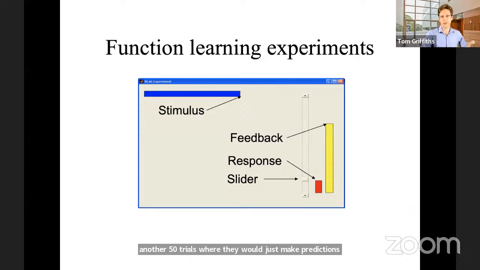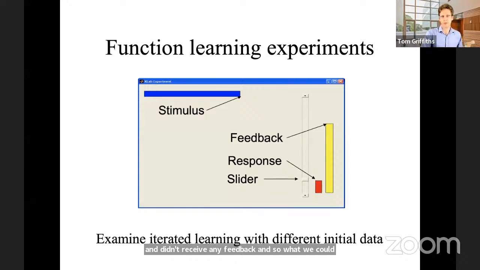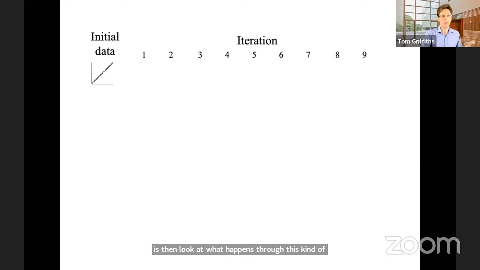What we could do then is look at what happens through this iterated learning process with different initial data. I'm going to show you results that come from using different kinds of initial data that correspond to different functions, and I'm just going to show you one sequence of learners for each of these cases. Our first learner would see these data, this linear function. These are the predictions that they produce. They did a pretty good job. We then take those predictions, and those become the data we give to the next learner.